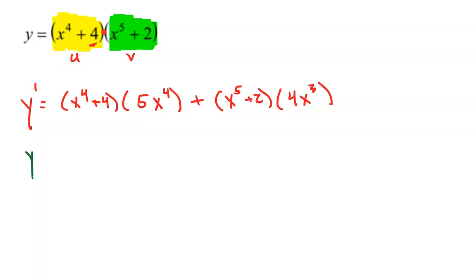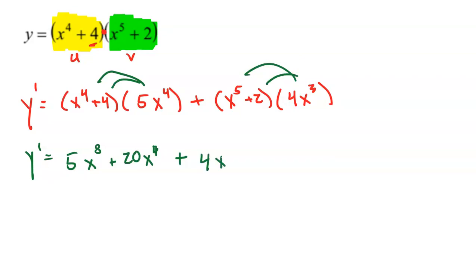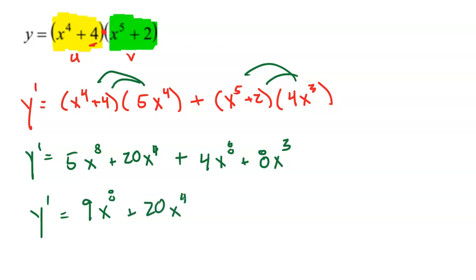Now I just got to do all my fun multiplication to clean this up. All right, a little bit of distribution here. That's going to be 5x to the 8th plus 20x to the 4th. Back here, a little bit of distribution. 4x to the 8th plus 8x cubed. Combining my couple like terms here, I have 9x to the 8th plus a 20x to the 4th, and then an 8x cubed for my derivative. There it is. Nice and simple.